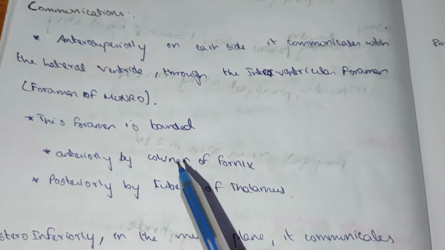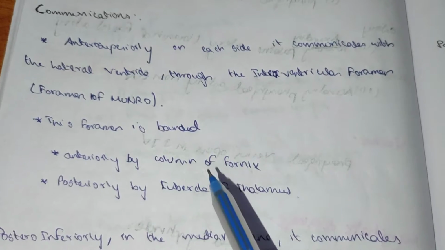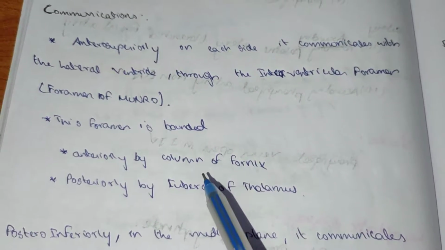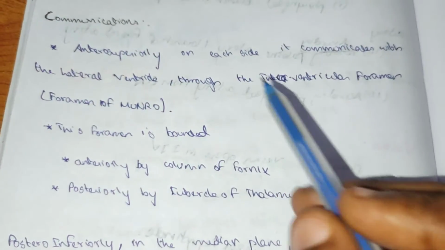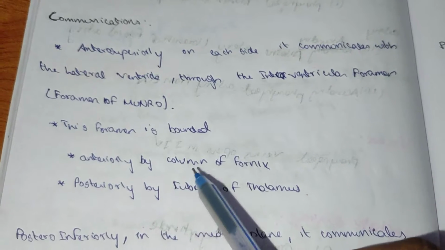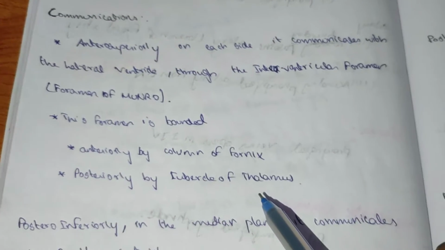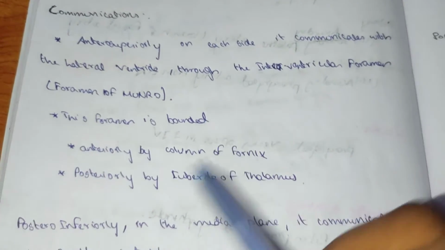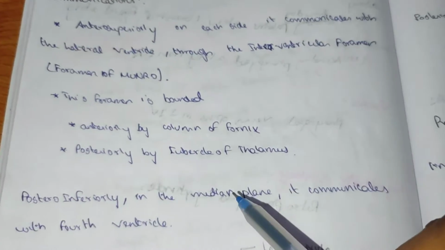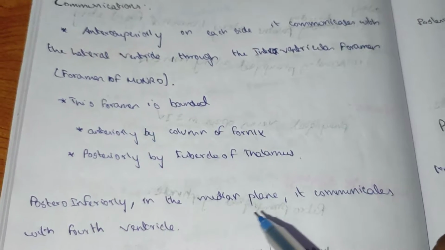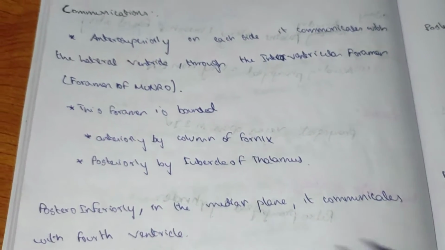This foramen is bounded anteriorly by the column of fornix and posteriorly by the tubercle of thalamus. Now, the third ventricle posteroinferiorly, in the median plane, communicates with the fourth ventricle.